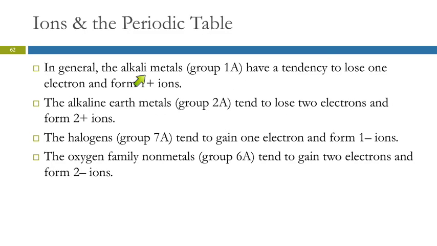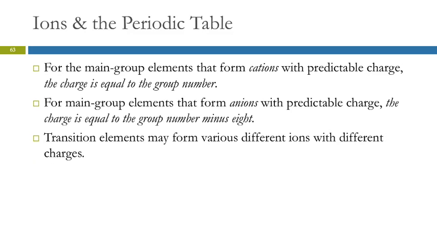So those alkali metals in group 1 are going to lose 1 electron. They're going to form 1 plus ions. Group 1A elements form +1 ions. The alkaline earth metals, group 2A, tend to lose 2 electrons and form a 2 plus ion. So group 2, 2 plus. The halogens in group 7A tend to gain 1 electron. They form 1 minus ions. And the elements in oxygen's family, group 6A, tend to form 2 negative ions by gaining 2 electrons.